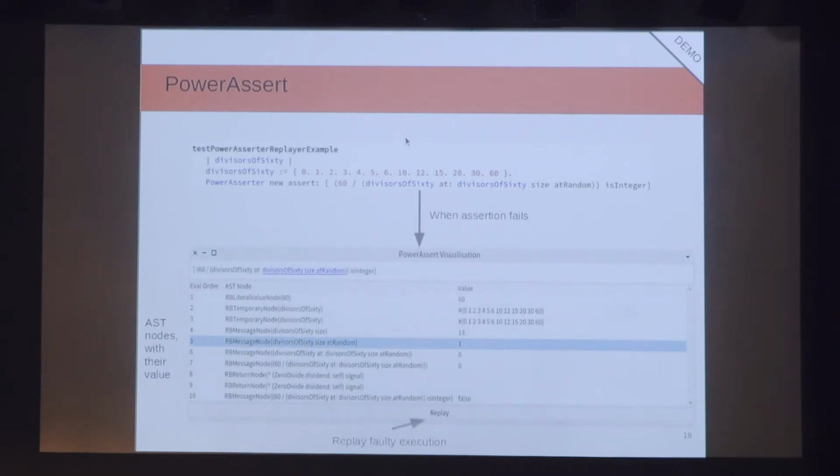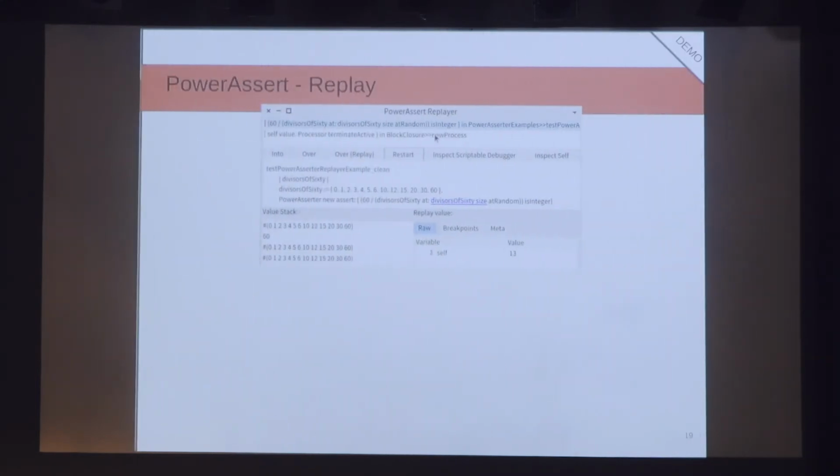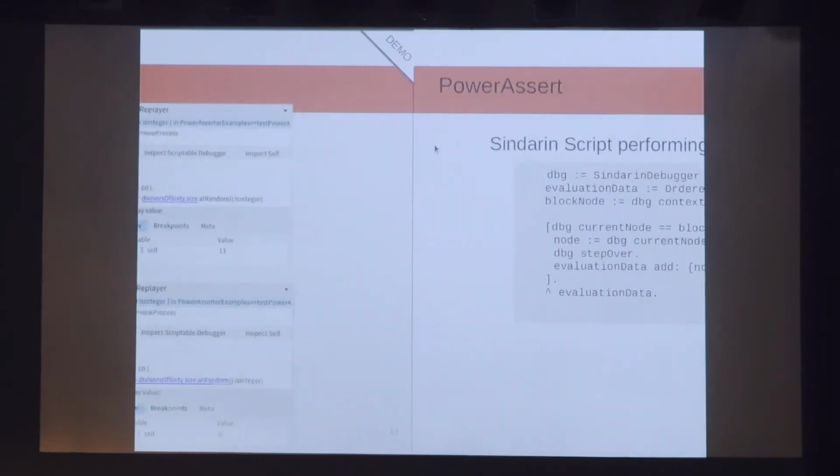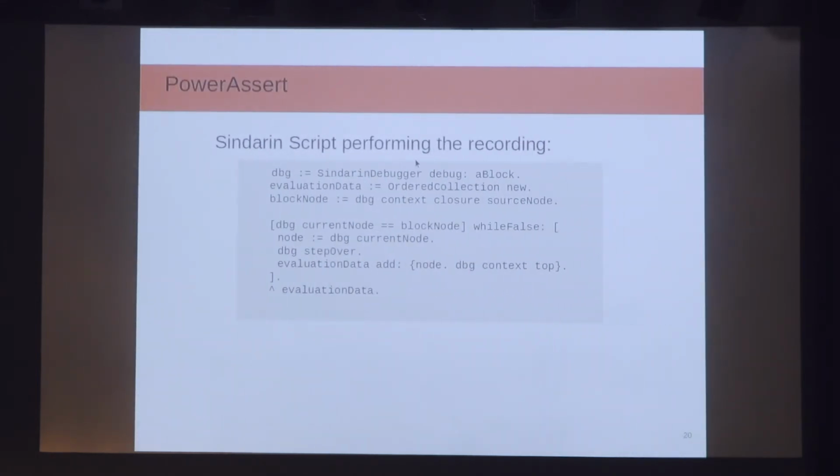Yeah, so this is the demo I just did. And this is the script that's performing the actual recording. So as you can see, it's quite short. I create a debugger on the execution of the assertion. I create a collection. I just keep in mind the block node, so I only execute the block node itself.